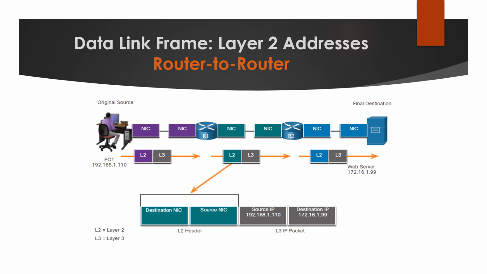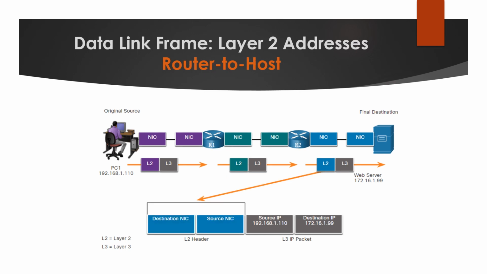When the frame goes to router 1, it encapsulates the layer 3 IP packets into a new layer 2 frame, and in the frame header, R1 adds its layer 2 address as the source and the layer 2 address of router 2 as the destination. It will be the network interface card that is connected with the same LAN as router 1.